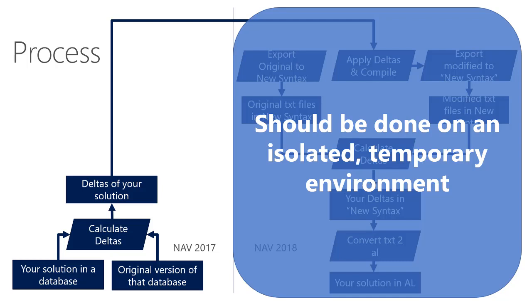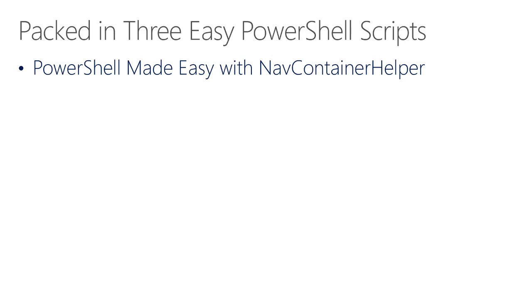And so that's important. And the fact that we are working with Docker enables this because it's very easy to set up. And everything that I just showed you is packed into three very powerful, very easy PowerShell scripts. PowerShell made easy with the nav container helper. If you don't have nav container helper, you can also script this with PowerShell. It just takes a few extra commands, and those are available. Just get in touch with us and we can help you get those scripts.